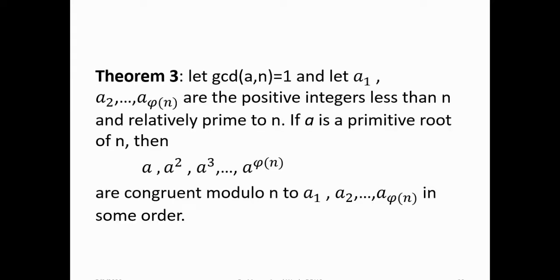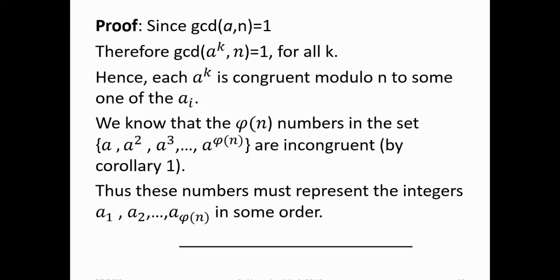Now here is an important result. Let a and n be relatively prime, and let a1, a2, ..., a phi n be the positive integers less than n and relatively prime to n. If a is a primitive root of n, then a, a squared, a cubed, up to a to the power phi n are congruent modulo n to a1, a2, ..., a phi n in some order. So we are going to prove it.